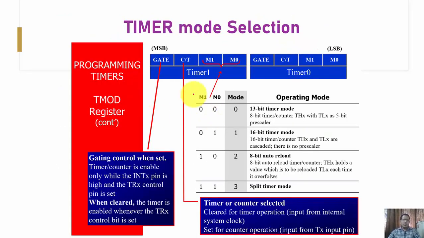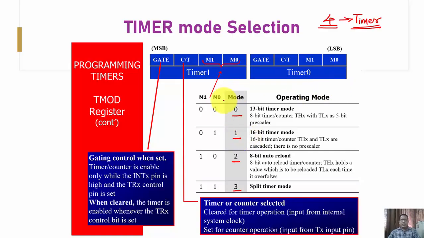Now when I talk about the configuration of M0 and M1, these 2 bits define the mode of operation for the timer. It may be for timer 0 or for timer 1. Basically, 4 different modes are supported by the timer section present in the 8051 microcontroller. The first mode is called mode 0, the second mode is called mode 1, the third mode is called mode 2, and the last mode, the fourth mode, is called mode 3.